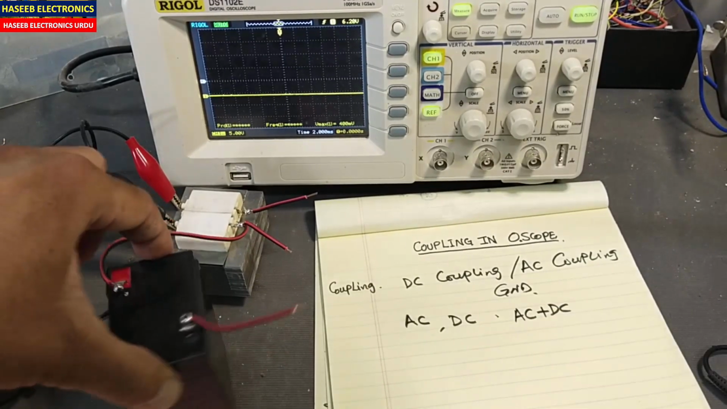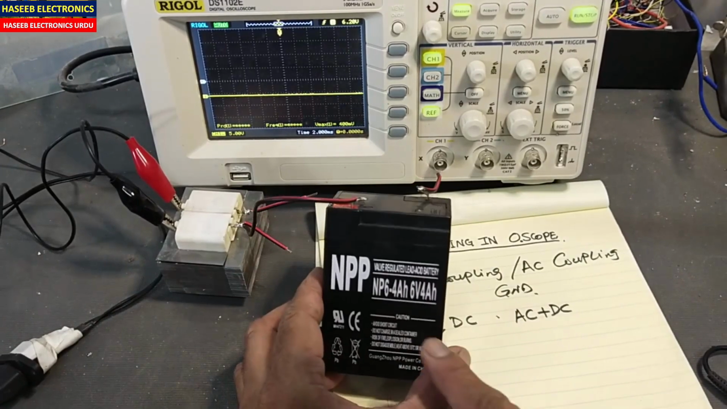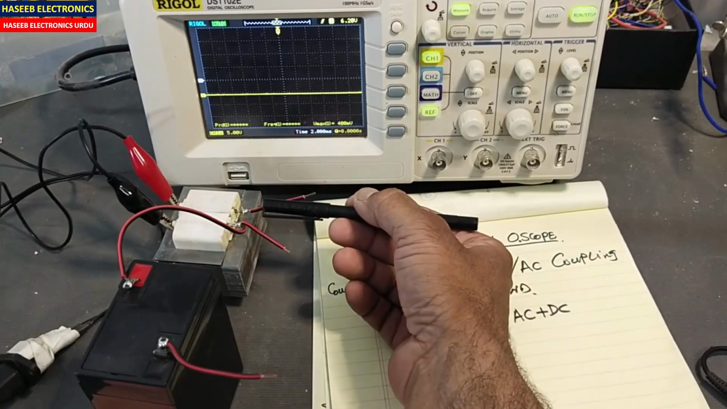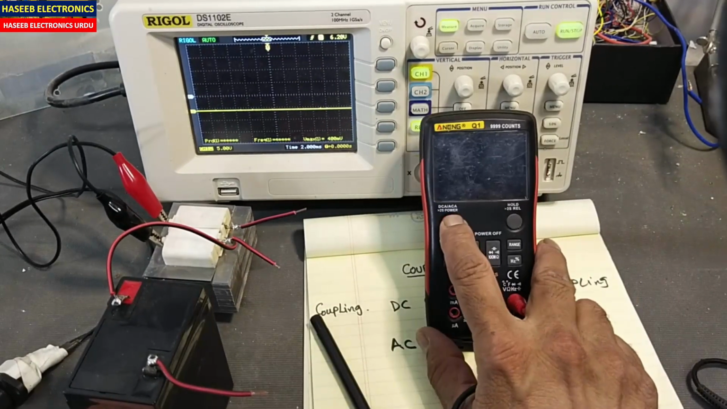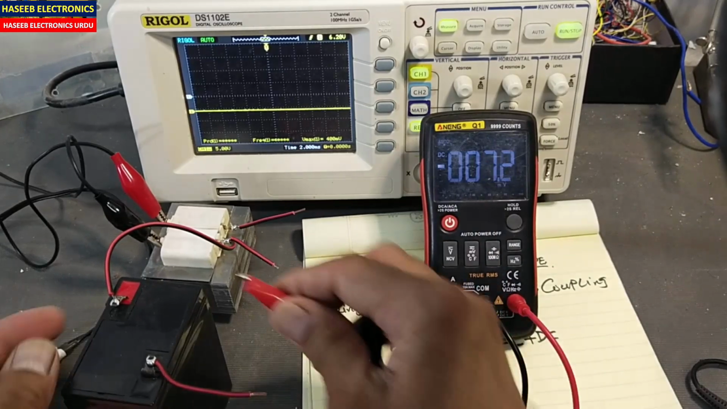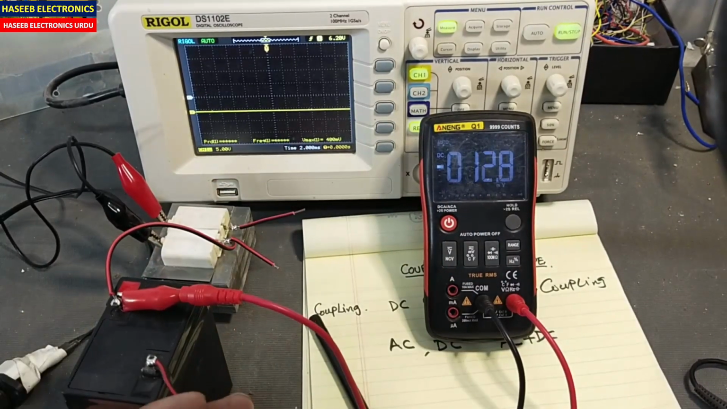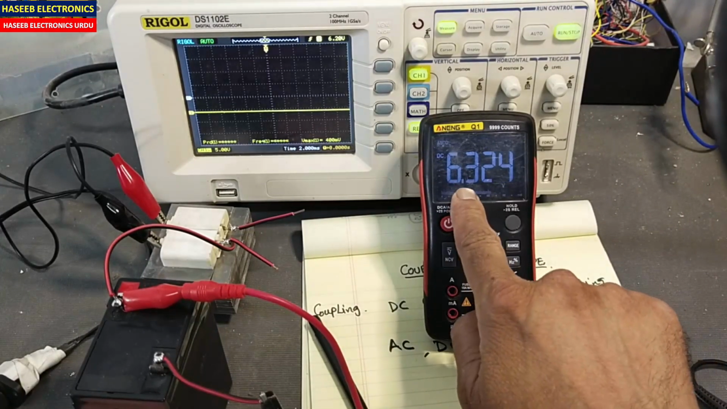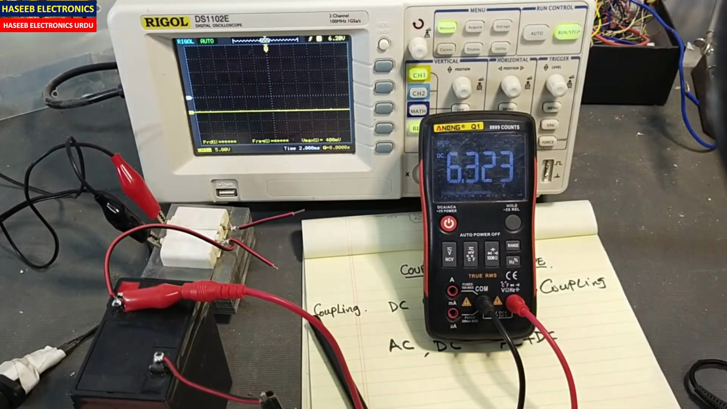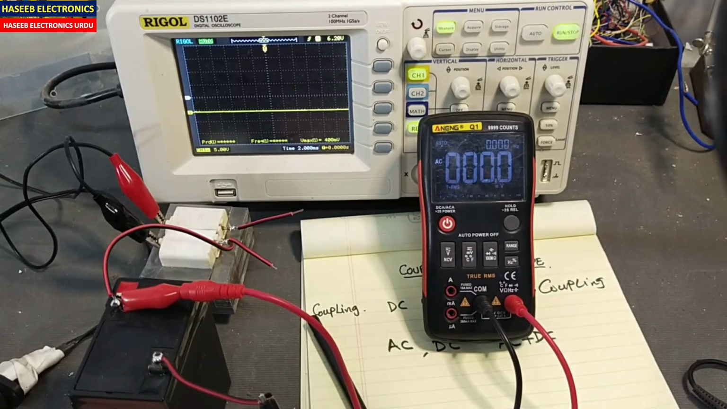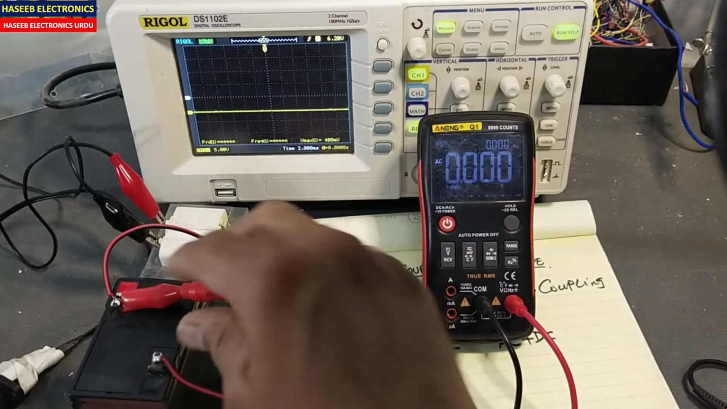This is a DC source. It is purely DC voltage. This transformer is giving voltage directly. This terminal is the positive terminal and this terminal is the negative terminal. So we have 6.323 volts. This is DC voltage. And if I check in AC mode, it will not display anything.